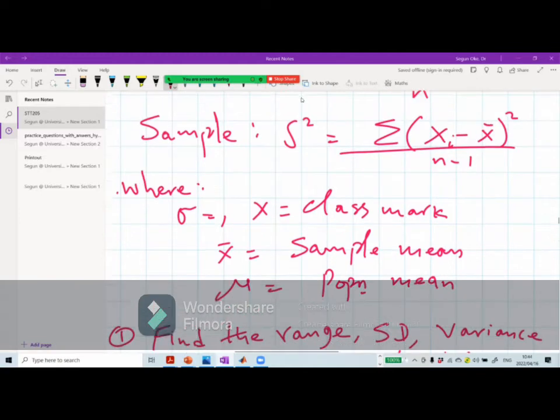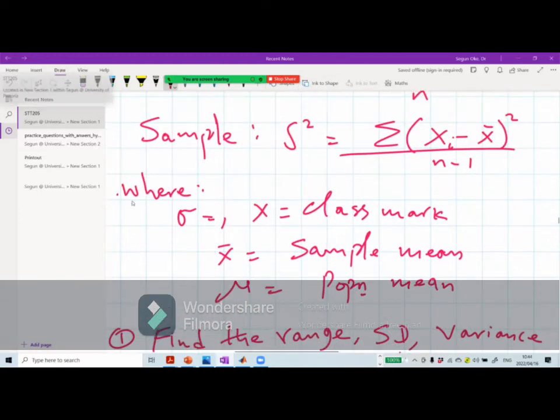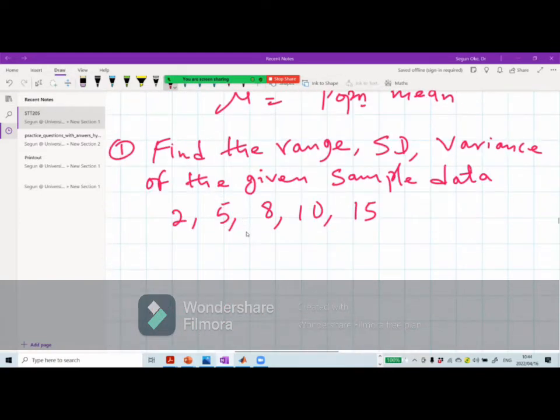Let's continue. Any questions? So for this question now, we want to solve. Solution says, find the range, standard deviation, variance of the given sample data. Now, you have the question. The first thing you need to know, another question, let me write the question 2, please.